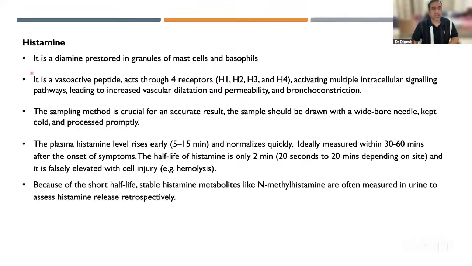First, the histamine. It's a diamine prestored in the granules of mast cells and basophils. Once released, it acts on the H1 to H4 receptors, causes multiple intracellular signaling, and leads to vasodilation, increased permeability, and bronchoconstriction. The sampling for histamine is again crucial because the sample should be drawn with a wide bore needle and should be kept cold and processed promptly.